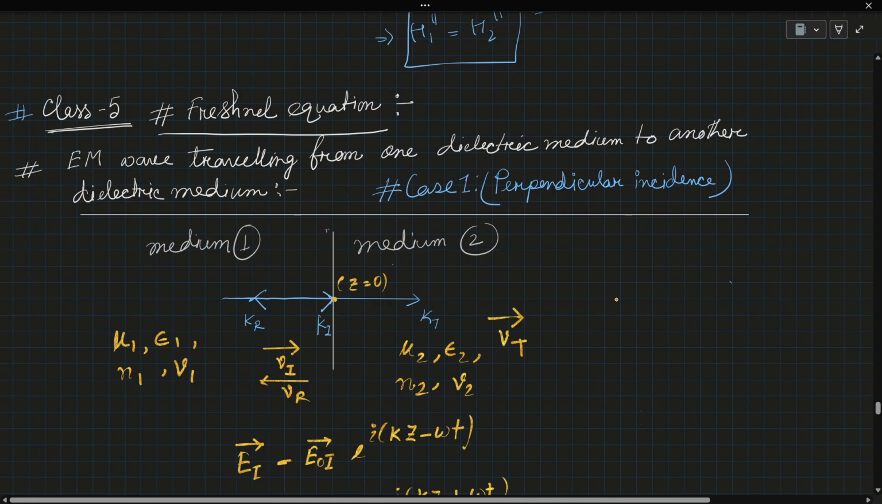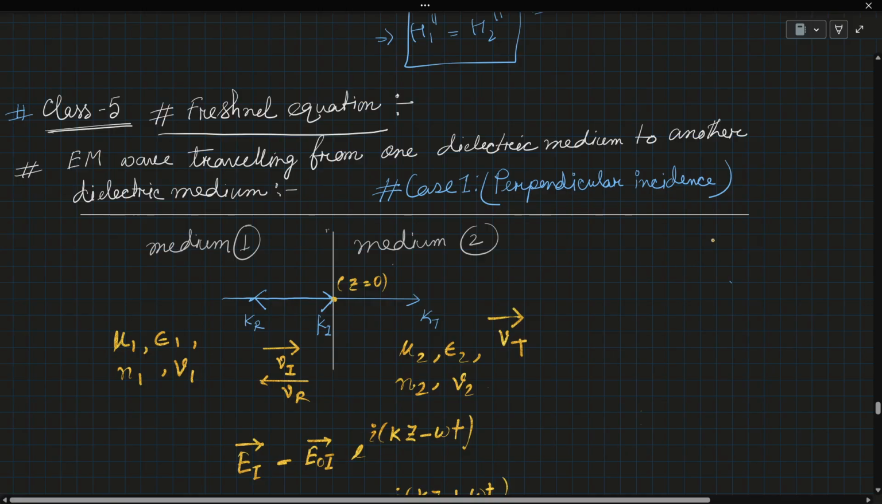So hello students, this is the fifth class of electromagnetic theory, and the topic today we are going to discuss is the Fresnel equation. That means how the electromagnetic wave travels from one dielectric medium to another dielectric medium. Today I am going to discuss only the perpendicular incidence case.